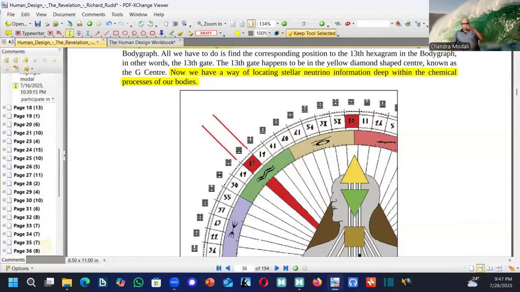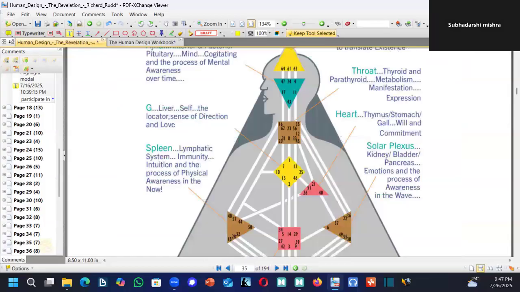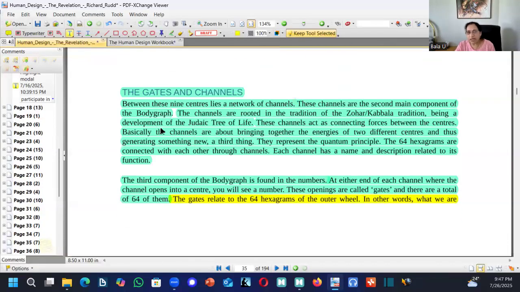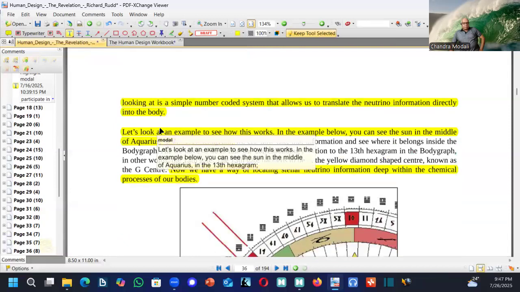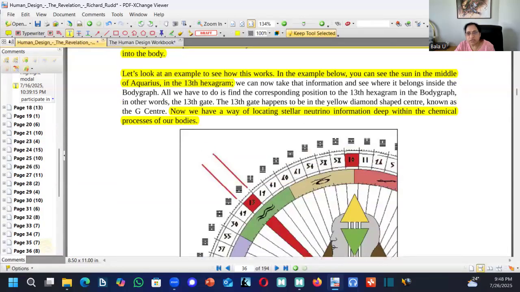I am wondering how he said it is yellow, when the red line is directing towards the yellow diamond. Sir, go to the drawing above. Yes, look here, where is 13 written? See the G, liver, self. You can see 13 there. Wherever 13 is connected, it gets connected to the G. Now I got it. So basically, that outside gate represents the number inside the center. The same 13 is coming to the G center. Got it. So this 13 represents here the yellow 13.